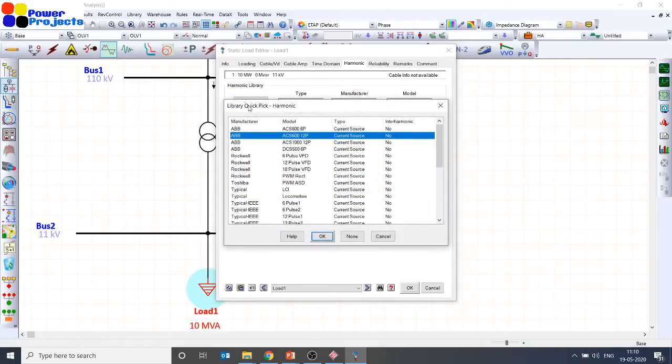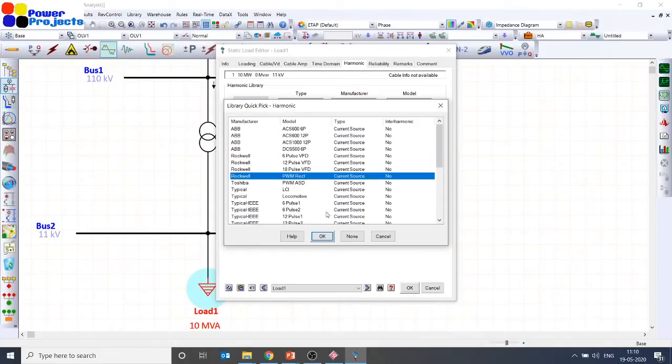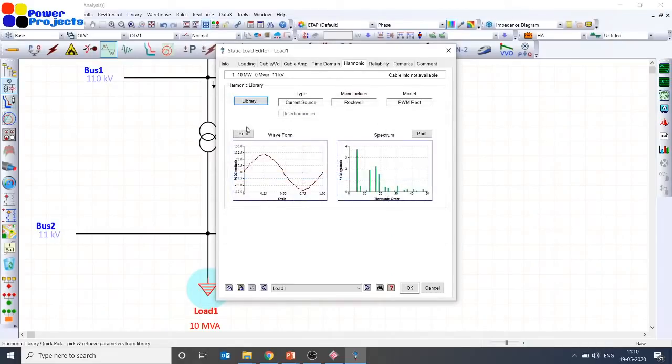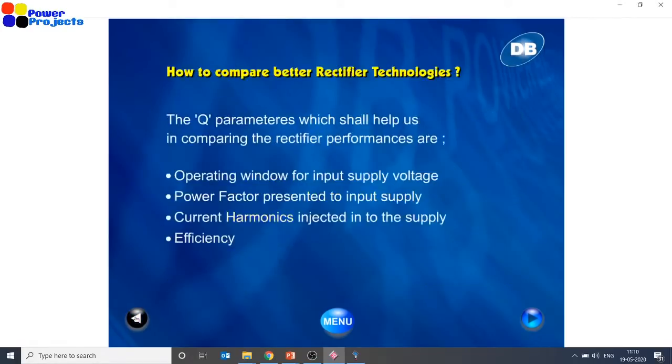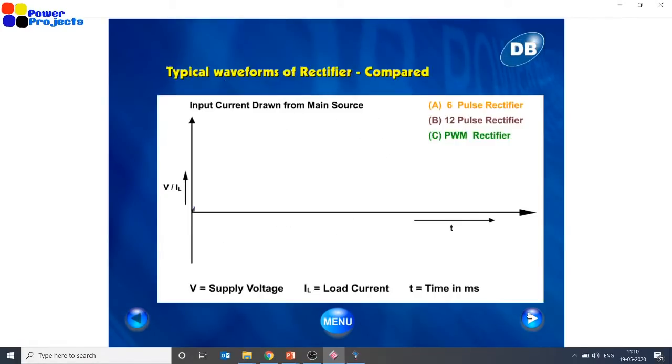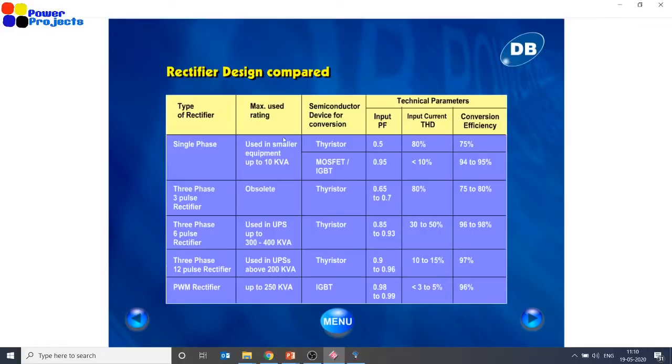And let's quickly go to a pulse width modulation rectifier as well, PWM. You can check what the current harmonics are, etc. So probably that is the same story as the comparison which I have given somewhere here. Sorry for moving fast. Yeah, that's a quick comparison which you can relate to the same sheet.